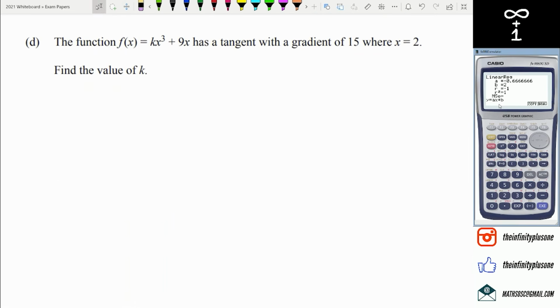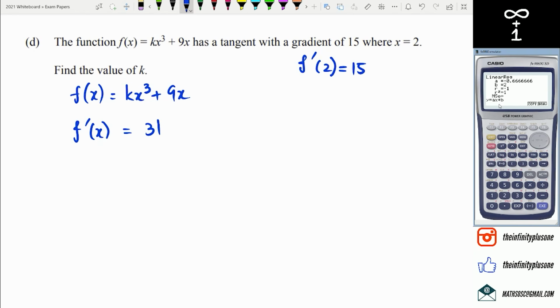So next question, we've got a straightforward function, which we're going to write down. It just makes it easy for me. We've got kx cubed plus 9x has a tangent with a gradient of 15 where x equals 2. In other words, f dash of 2 equals 15, and we've got to figure out what k is. Okay, so we're going to differentiate this. When we differentiate this, we get 3kx squared plus 9. And we know that the gradient at 2 is equal to 15. So remember, f dash of 2 equals 15. I'm going to put 15 on the left-hand side, and wherever x is, I'm going to put 2. And here is my lovely equation.